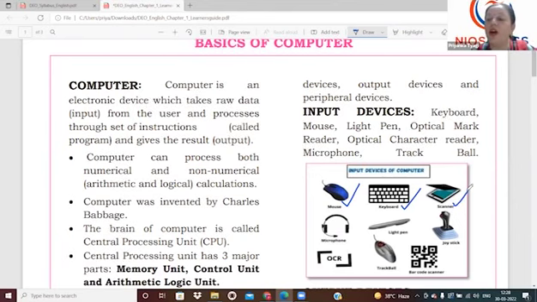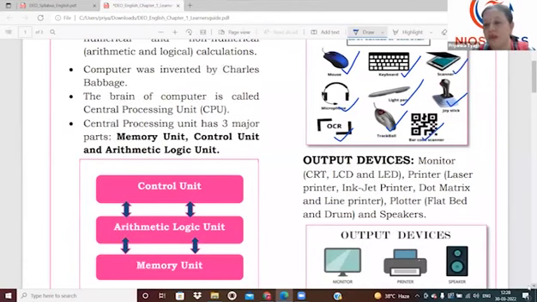It will convert your hard copy into soft copy. There is a microphone, light pen, joystick, barcode scanner, right? Trackball, OCR, right? All are input devices in the computer system, and all have different functionalities.